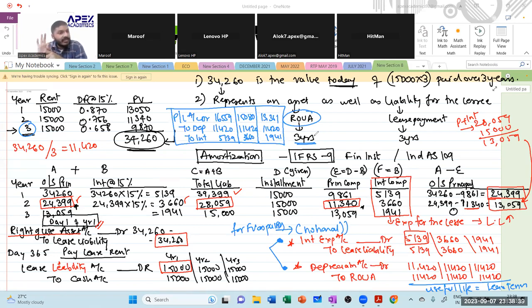How many years? 3 years. So he'll depreciate that right by 3 years. Who owns the motorcycle? I own it. I will depreciate it for 6 years. Understanding? Yes sir. Alok, yeah, what do you need?